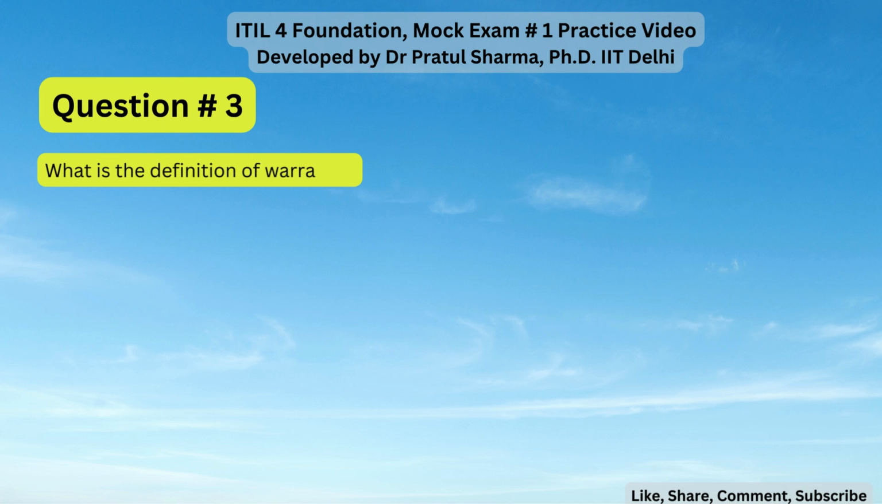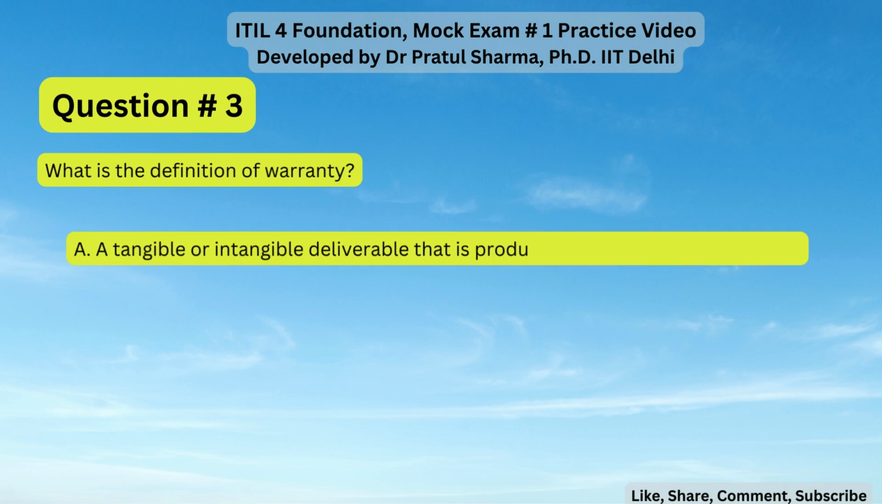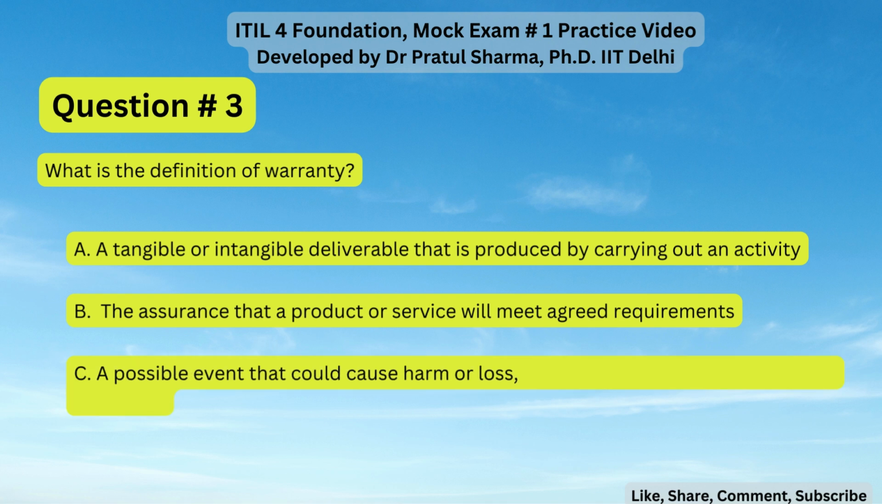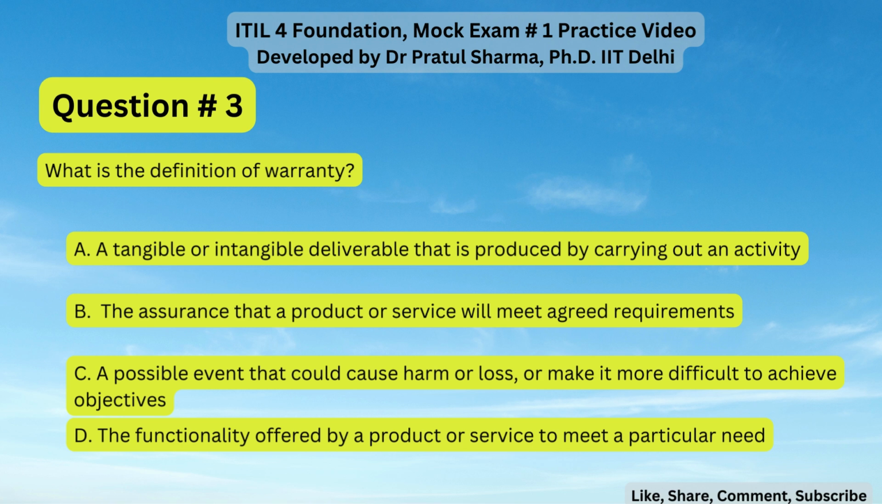Question number 3. What is the definition of warranty? A. A tangible or intangible deliverable that is produced by carrying out an activity. B. The assurance that a product or service will meet agreed requirements. C. A possible event that could cause harm or loss, or make it more difficult to achieve objectives. D. The functionality offered by a product or service to meet a particular need.